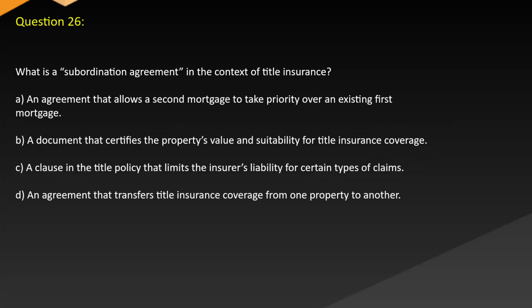Question 26. What is a subordination agreement in the context of title insurance? A. An agreement that allows a second mortgage to take priority over an existing first mortgage. B. A document that certifies the property's value and suitability for title insurance coverage. C. A clause in the title policy that limits the insurer's liability for certain types of claims. D. An agreement that transfers title insurance coverage from one property to another.